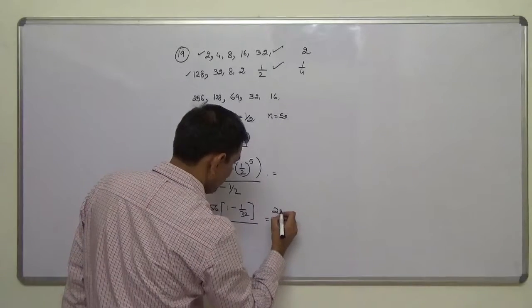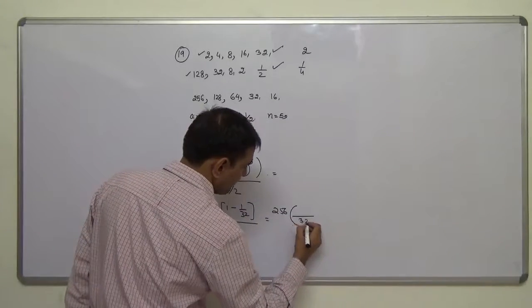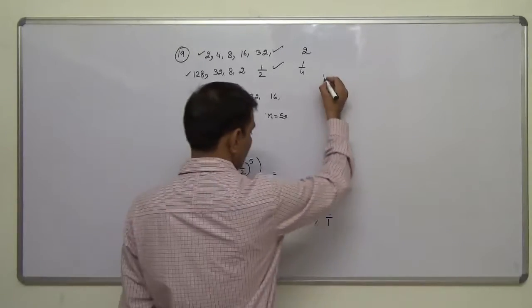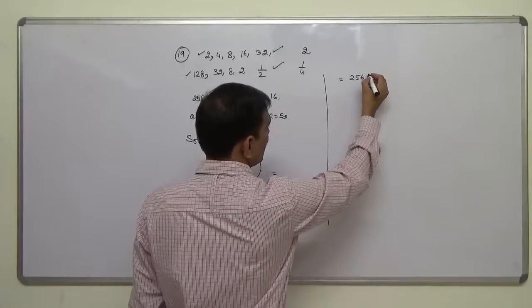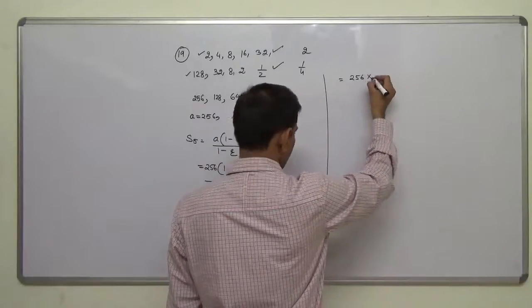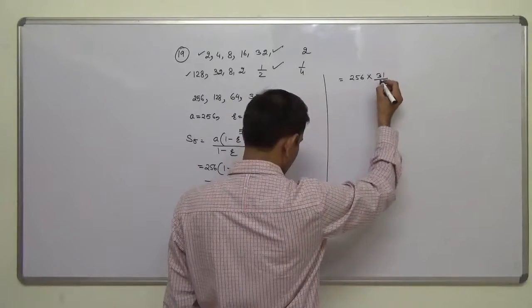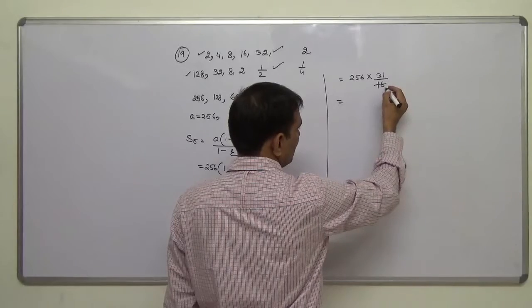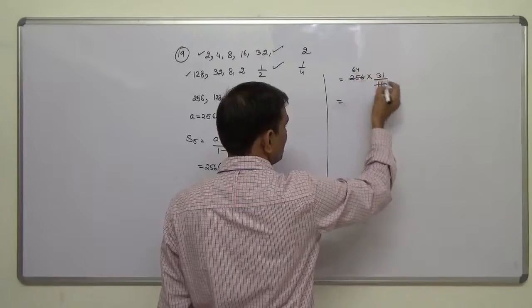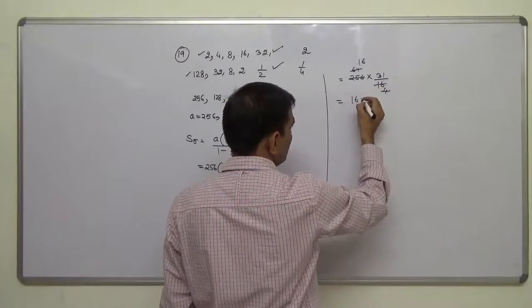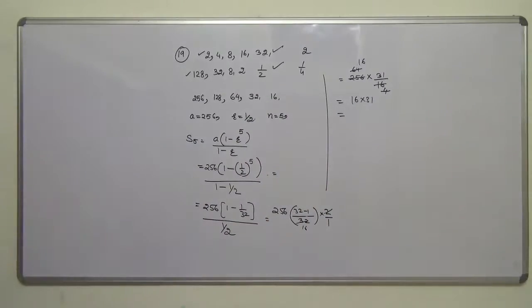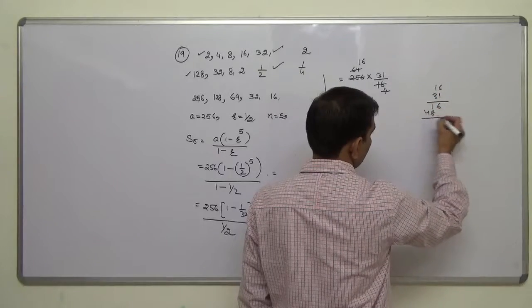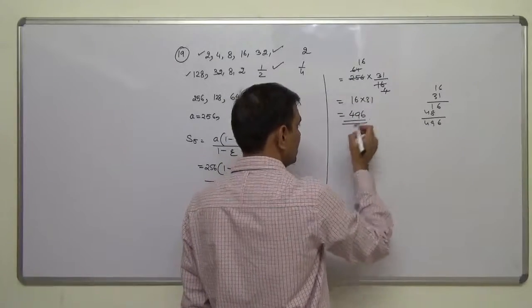Okay, this is 256. If we take the LCM here, 32 is the LCM, so it will be 32 minus 1 upon half, reciprocal, it becomes 2 upon 1, right? So it will be 256 into 2, we can cancel the 2 from here, it will be 16. The numerator will be 32 minus 1, that is 31 upon 16, right? We can cut by 4, that is 16 into 31, 16 into 31, that is 496, so it will be 496.